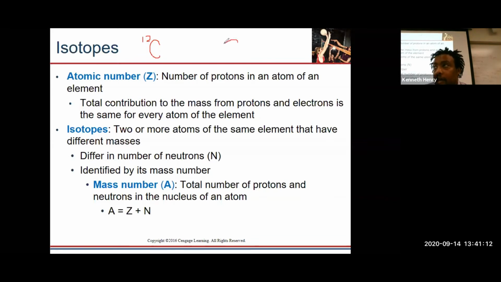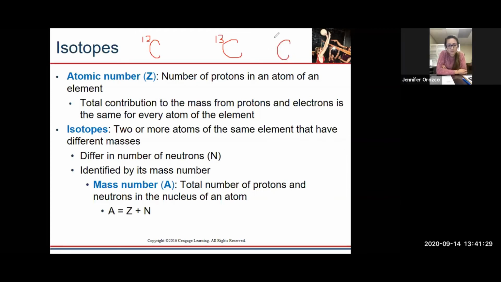Okay. Another isotope would be carbon 13. So that means that we have a carbon that weighs 13. And I'm going to put one more isotope.